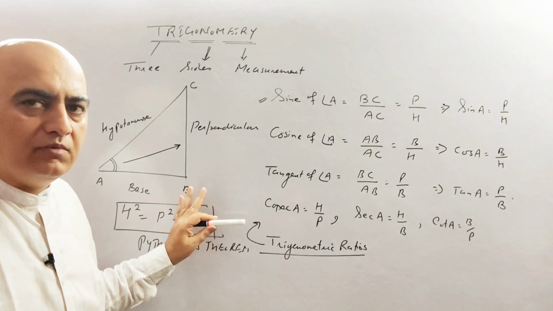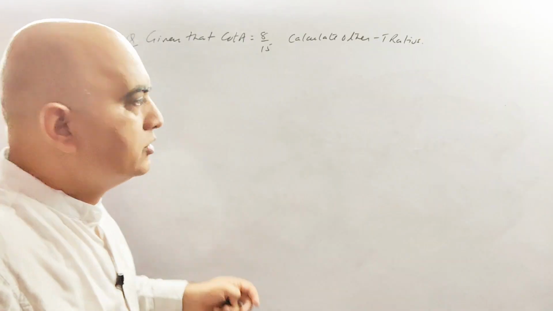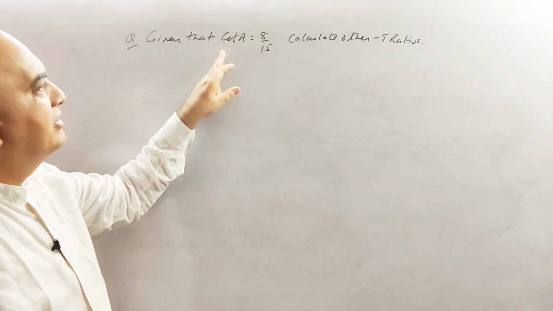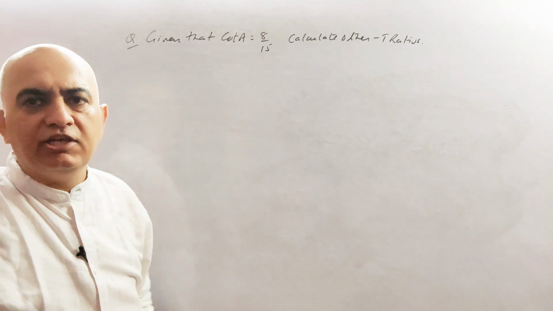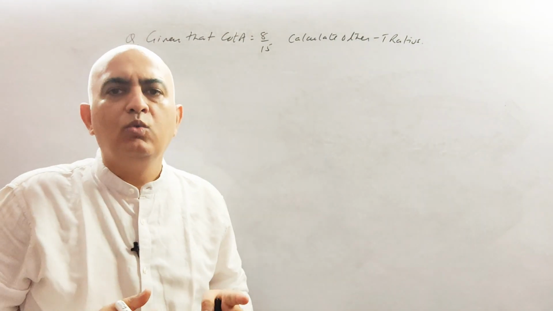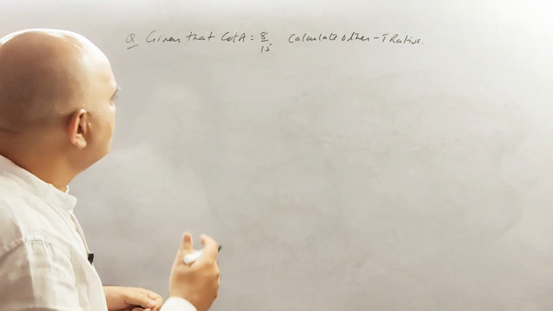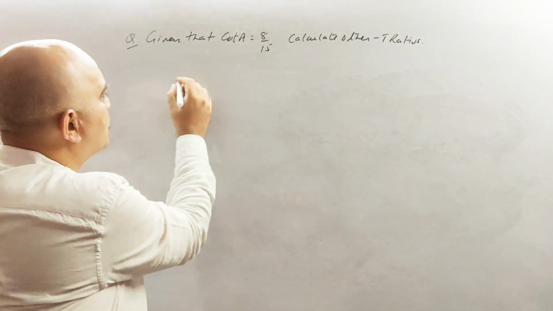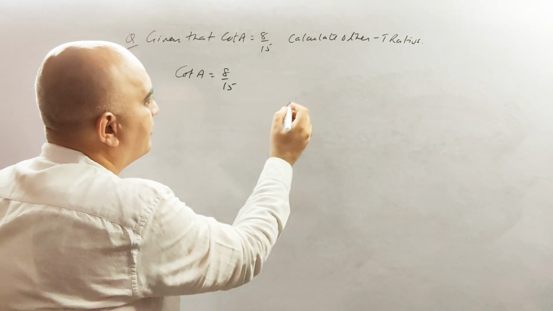How would you perform the questions which are based on these kinds of formulas? Suppose we have this question: given that cot of A is 8 upon 15, calculate the other T ratios. T ratios means trigonometric ratios. How can we find the values of trigonometric ratios? So here we are performing this question. Suppose cot A is given, cot A is 8 upon 15.